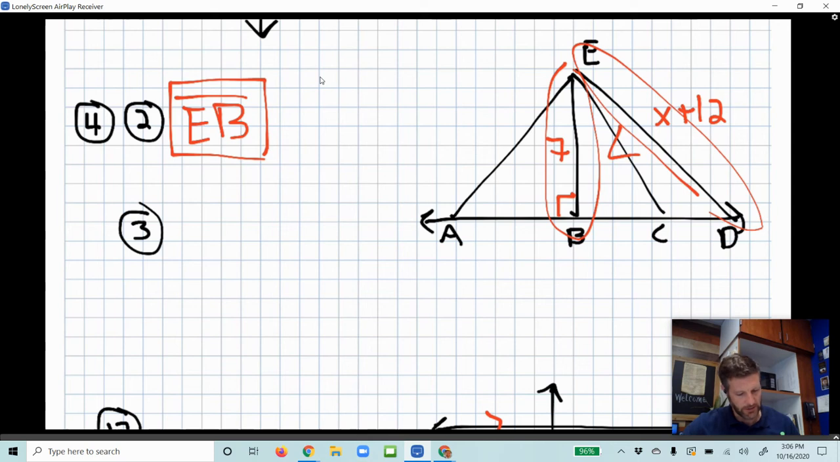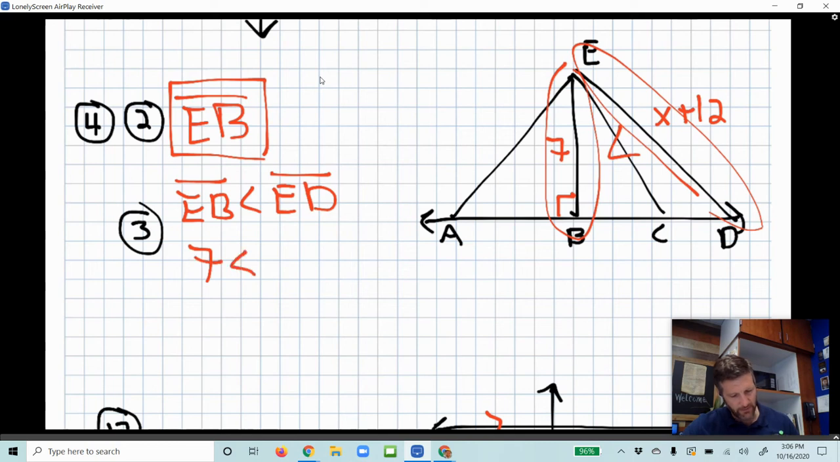So my inequality would look something like this. Well, first, let me just write out the idea. So EB has to be less than, that's an inequality, ED. Okay, because EB is perpendicular. Then I could just substitute.